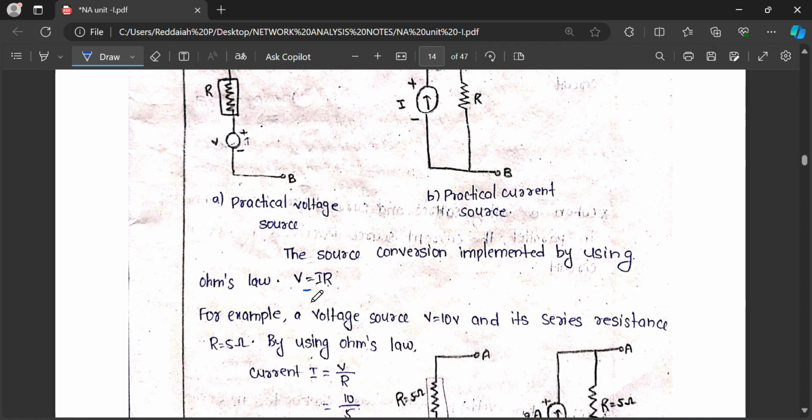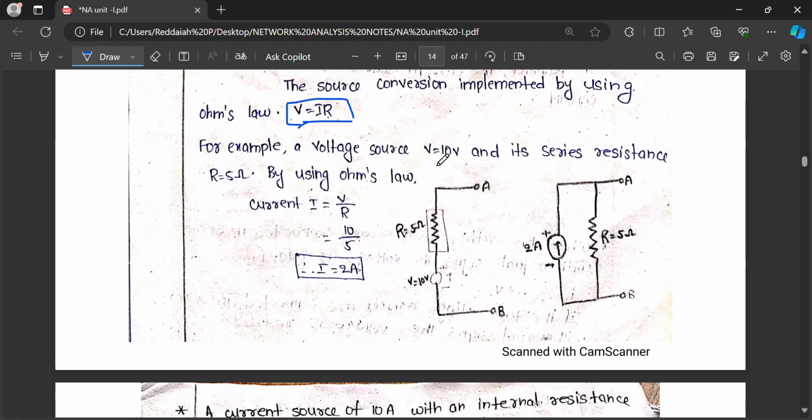The source conversion is implemented by using Ohm's law. What is Ohm's law? At constant temperature, the voltage across any element is proportional to the current, that is V equal to IR. Example: a voltage source of 10 volts with a series resistance of 5 ohm. Convert this into a current source.